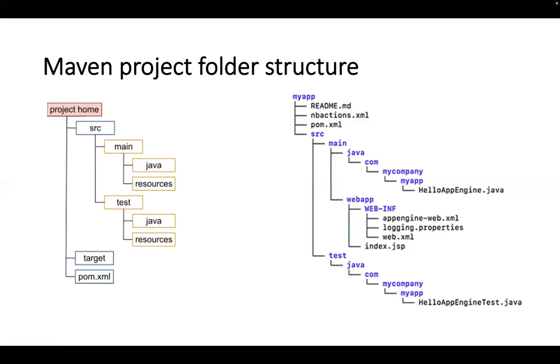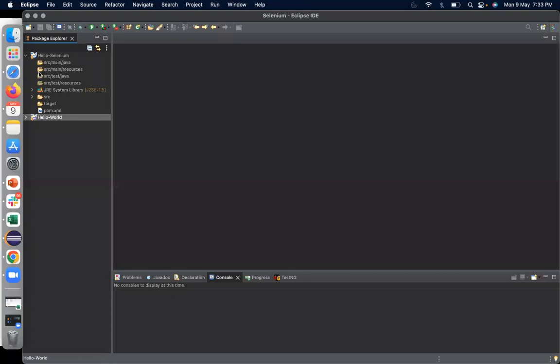Then a very important part in Maven is pom.xml. This is one file, an XML file. XML is the format of the file, which will take care of this entire project. We can manage the entire project using this file. The similar folder structure available here is main Java, main resources, test Java, test resources.